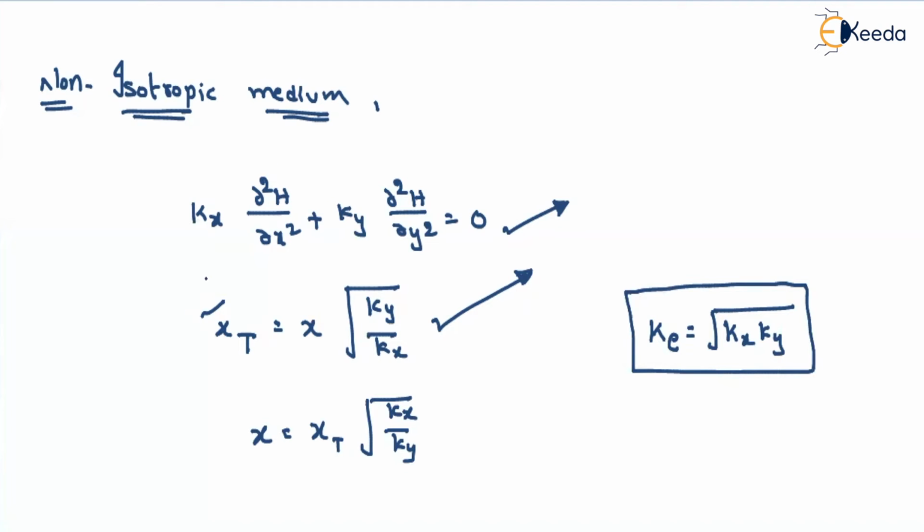Let us see here. Suppose, let us assume that in the original case, this is the flow along the x direction and this is the flow along the y direction. Along the x direction, what is the permeability? Kx. And along the y direction, what is the permeability? Ky. This is nothing but your actual scale, isn't it?